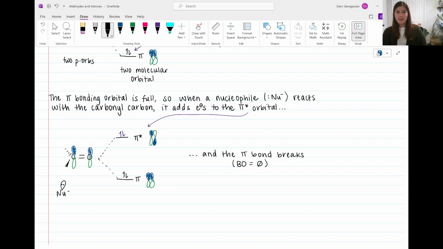So when a nucleophile, a molecule with available electrons, reacts with the carbonyl, it will react at the carbonyl carbon because that's the electron deficient atom. It will add electrons to the pi star orbital in the molecular orbital diagram because that's the only location where additional electrons can exist. As that occurs, we have the same number of electrons in an anti-bonding orbital as we do in a bonding orbital, and so this pi bond will break. So when a nucleophile reacts with carbonyl carbons, the carbon to oxygen pi bond breaks.